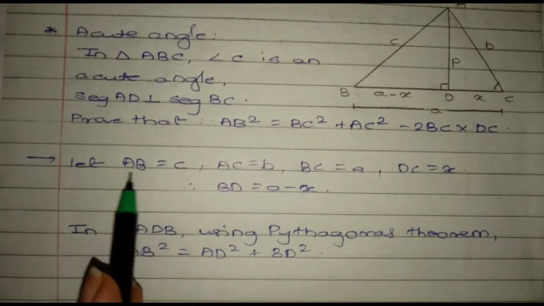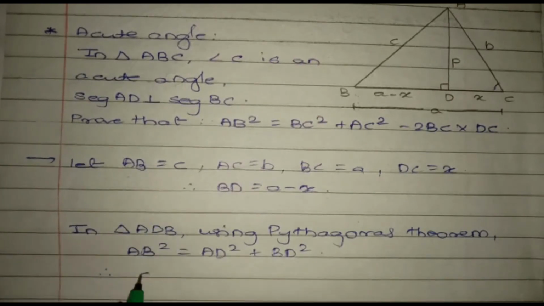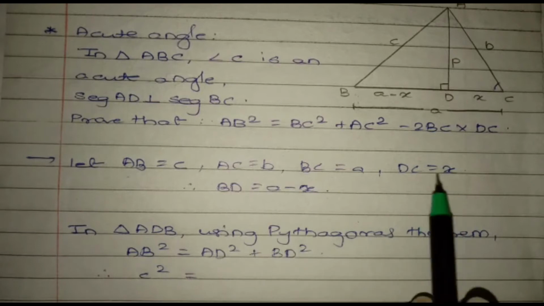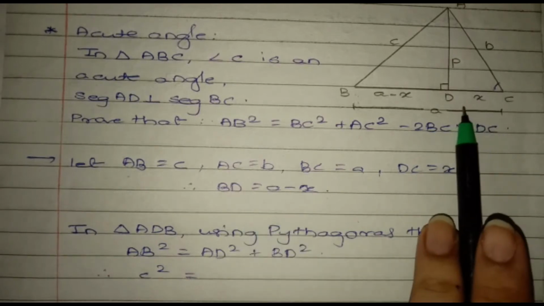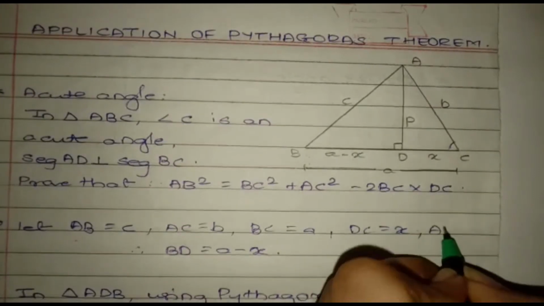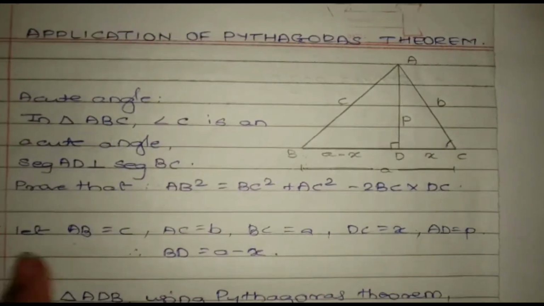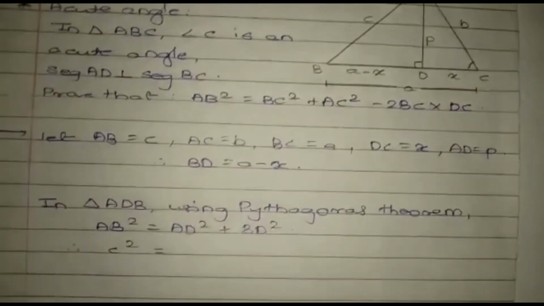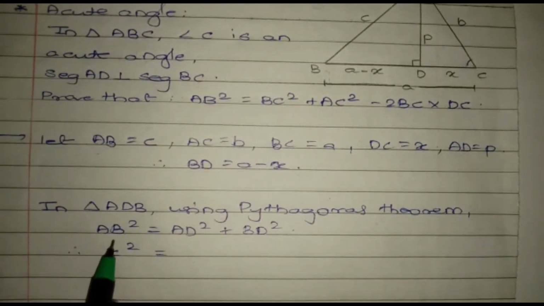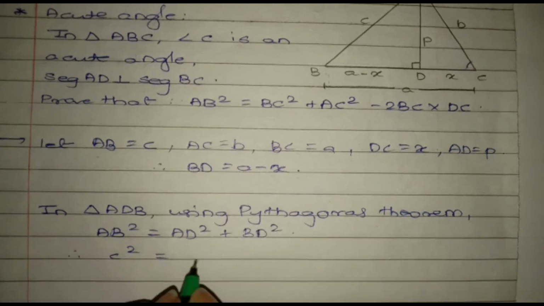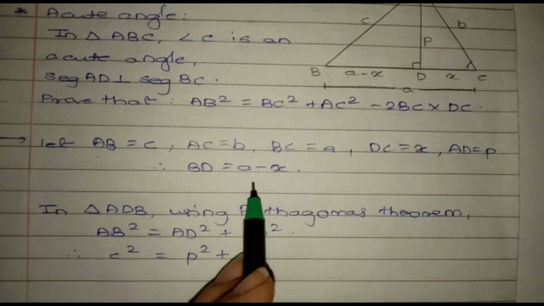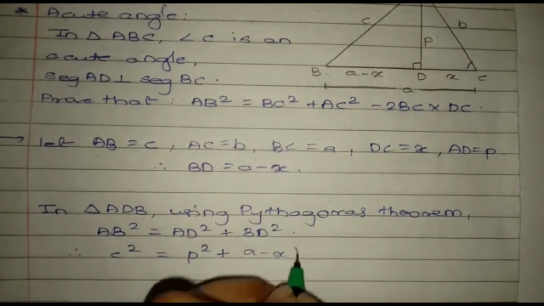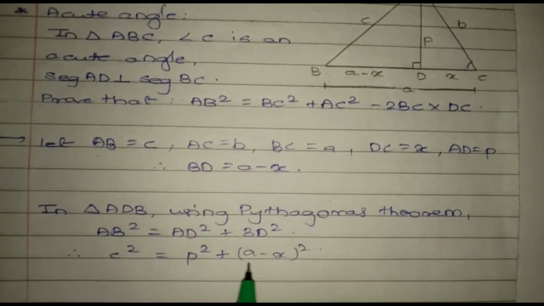Therefore, what is AB? We have considered AB as c. So c square is equal to AD square. What is AD? AD we have considered p. I have not written here, I forgot. Let AD is equal to p. So AB square, c square, is equal to AD square, that is p square, plus BD, that is a minus x, the whole square. Now we are going to expand this a minus x the whole square.